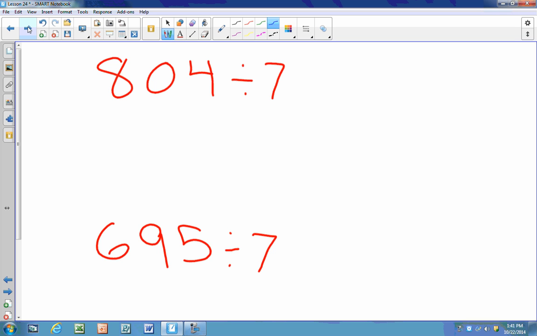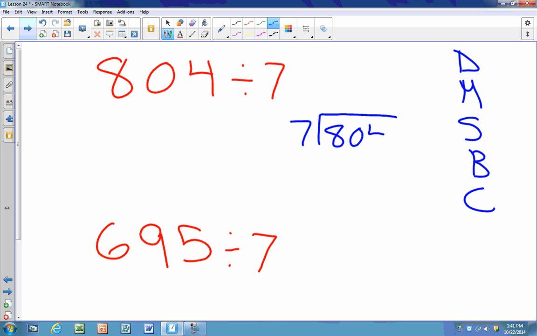And we're still using our divide, multiply, subtract, bring down, and circle. So we set it up. 7 goes into 804. I ask myself, how many times can 7 go into 8? 7 goes into 8 one time. Then I multiply 1 times 7, which is 7. Then I subtract. 8 minus 7 is 1. And I bring down just the next number, not 2 numbers. I only bring down 1 number. So now I circle this, and I have my 10.